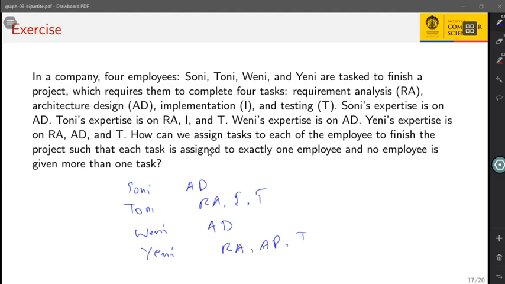In the topic of bipartite graphs, in particular, we are talking about matching. Now here we have an exercise as described there, and let's look at the solution of this exercise. Make sure that you're done trying and solving this exercise first before we look at the solution. All right, so here's the solution.